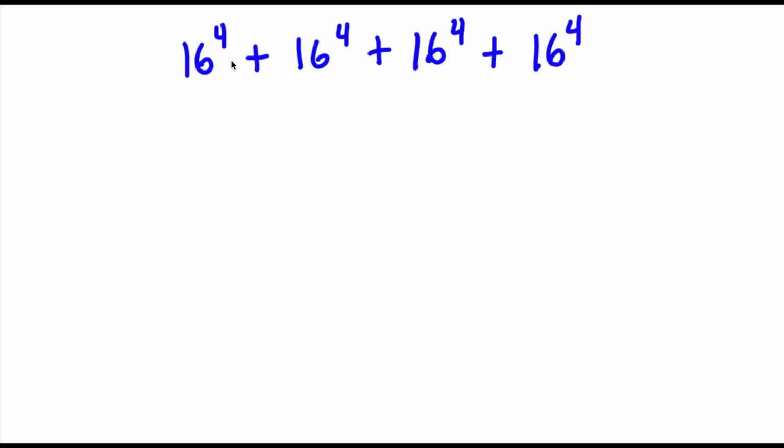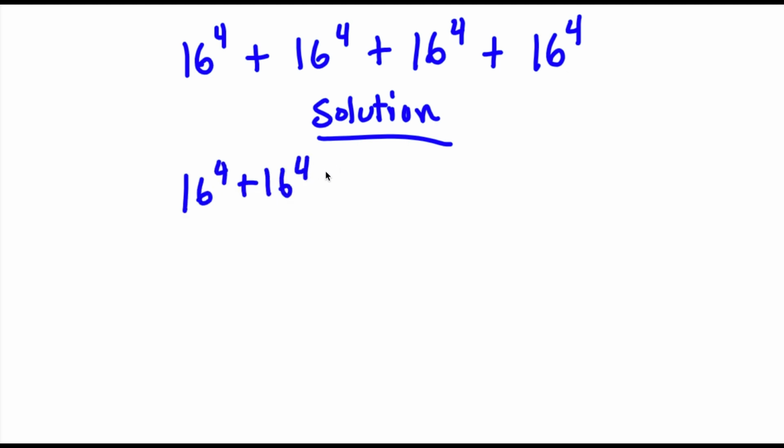Alright, so our problem is 16 to the power of 4 plus 16 to the power of 4 plus 16 to the power of 4 plus 16 to the power of 4. So, for our solution, our original equation was 16 to the power of 4 plus 16 to the power of 4 plus 16 to the power of 4 plus 16 to the power of 4.